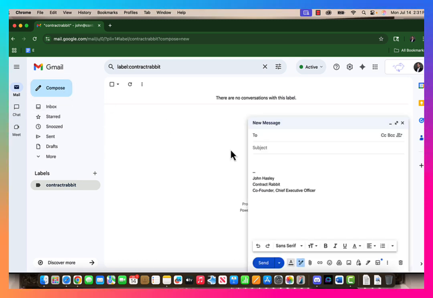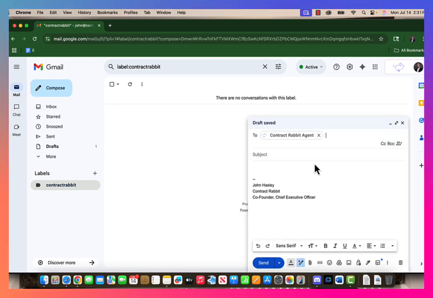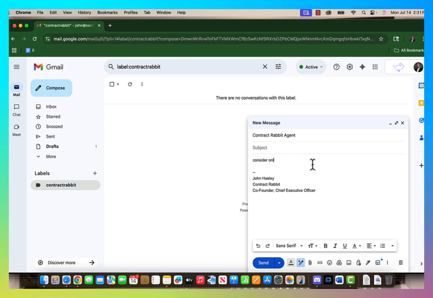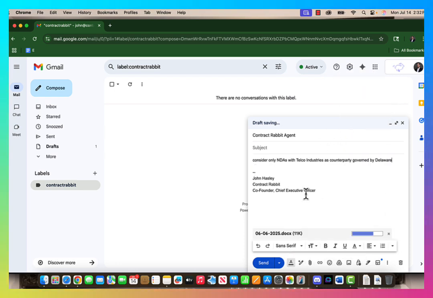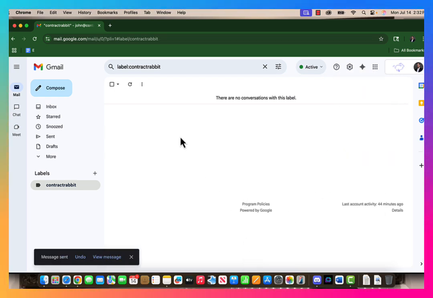So we can get started by just sending an email to our agent, and we're going to tell it to consider only certain precedents. Telco industries, counterparty. And then we're going to upload those same precedents to ChatGPT. So both models will be working from the same data set, and that's very important. Okay, so we'll send that off.